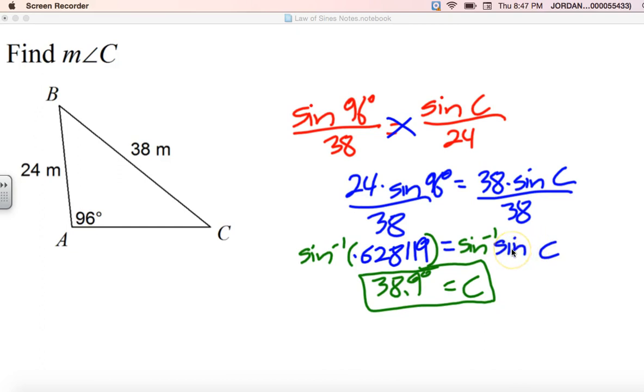And the last thing we need to do, I changed the color to green right here, is get rid of the sine to get C by itself. So to cancel sine, you do inverse sine. That leaves C on the right, and then you've got to do inverse sine to the left. So do inverse sine of 0.628119, and that gives us 38.9. Of course, we're talking about an angle, right? We're finding angle C, so it's degrees.